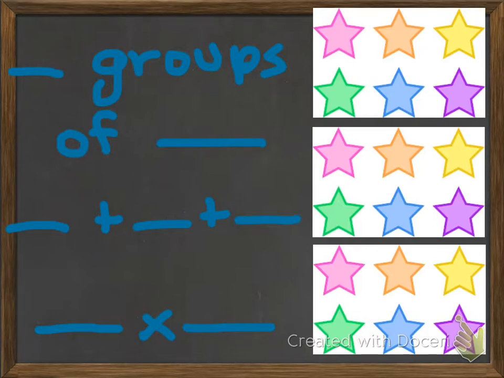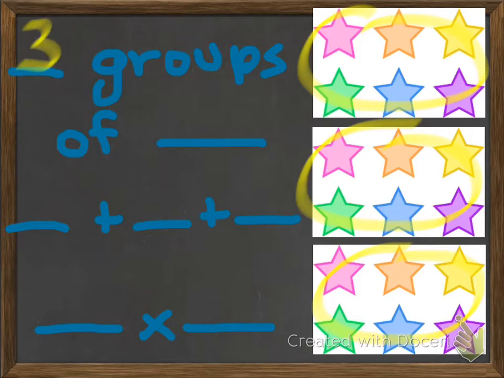All right. Let's see how you did. So again, we have 3 groups here. So 3 groups of stars and there's 6 in each one. 1, 2, 3, 4, 5, 6 in each one. And that would equal 18.